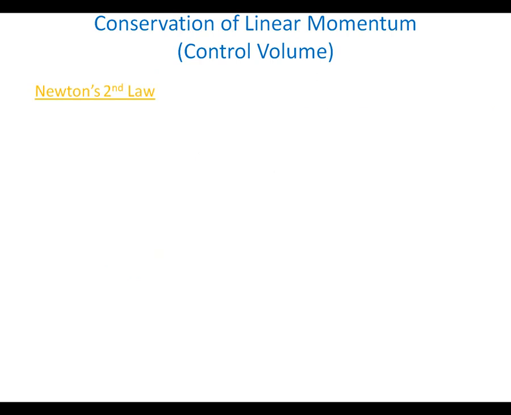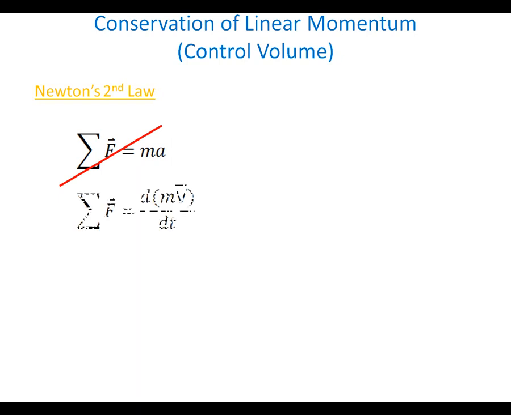Also, before we can get into this, we need to take a step back and look at Newton's second law. Most people, when they think of Newton's second law, think of F equals ma, the summation of the forces equal to mass times acceleration. This is actually not all of Newton's second law. Newton's second law really says that the summation of the forces is equal to the change over time of the momentum. So why do people make this mistake?